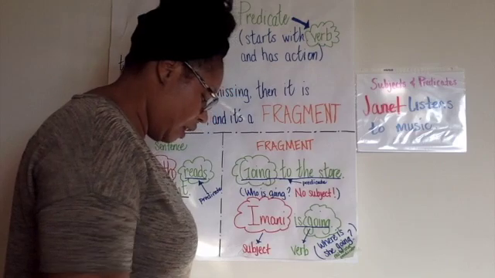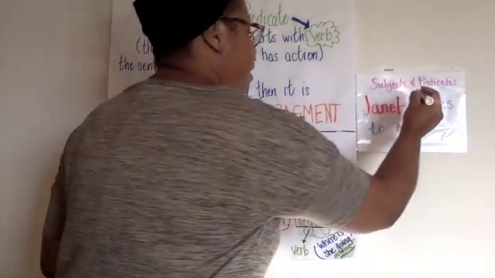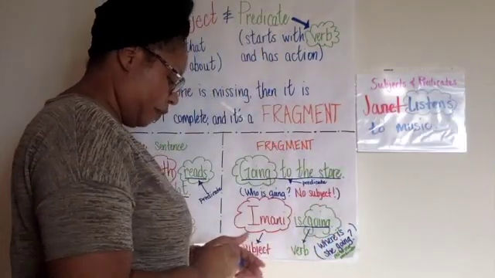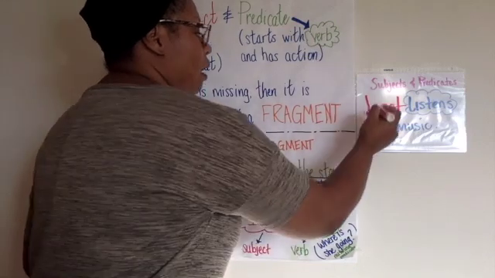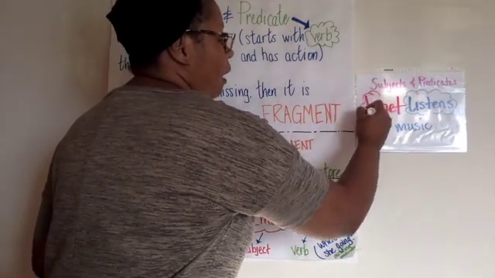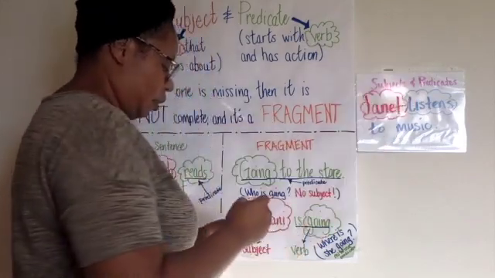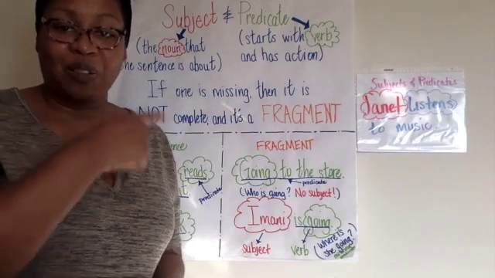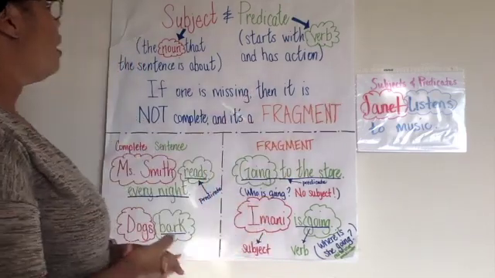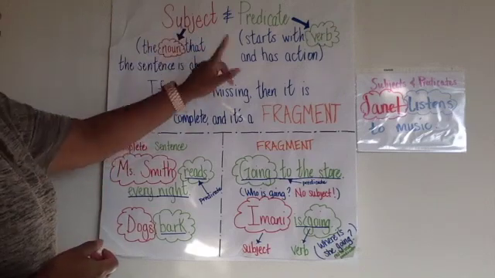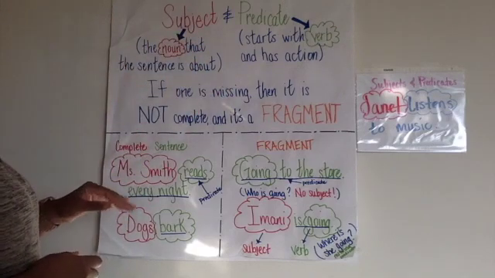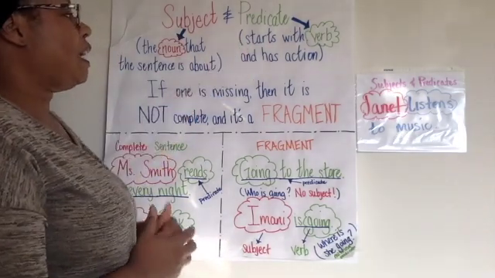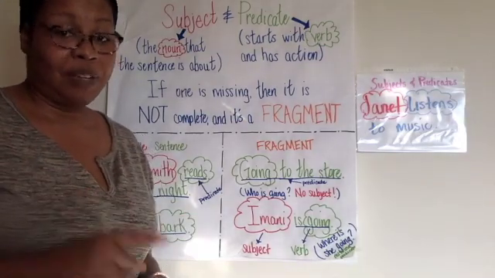Now, I want you to notice something else. Our predicate always starts with a verb, an action word. And our subject is typically a noun. Okay? So I want you guys to pay close attention to that and look for that as we move through the lesson. So here we have our subject and we have our predicate. The noun that is the naming part of the sentence is our subject. The predicate starts with a verb and it shows the action.